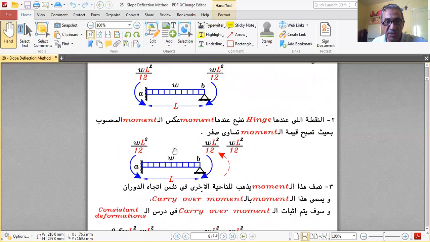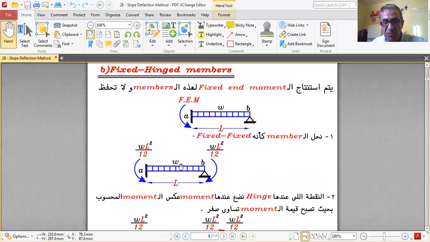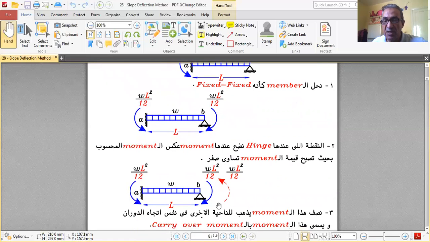So how did we do this again? For fixed hinged members, we solve them as if they are fixed. WL squared over 12, WL squared over 12. And then we correct our mistake at the right. We add a moment which is in opposite direction at the hinge. So the summation at the hinge is zero. So we add this dotted red moment, WL squared over 12.